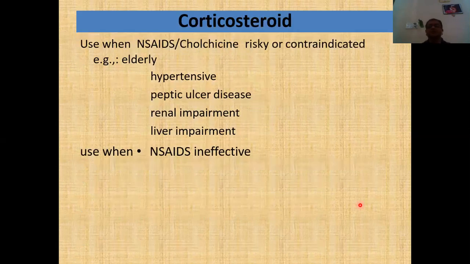Corticosteroids are given whenever colchicine or non-steroidal anti-inflammatory drugs are not able to show their action. This applies to elderly persons who are hypertensive, or have peptic ulcers, renal impairment or liver impairment, where NSAIDs are not able to show their pain-killing or anti-inflammatory effect. In that case corticosteroids are to be given.